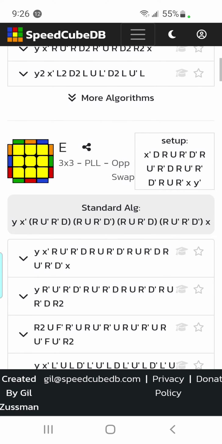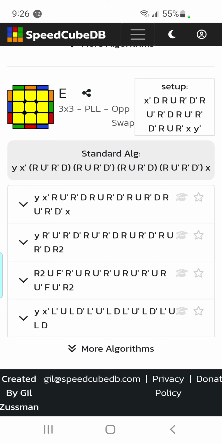Alright. Now let's go back to the E perm. You could just ignore the X. You could ignore the Y. And then for this algorithm, just do the X prime one, and then the one that ends with the X. Just ignore the Y because who even does those moves anyway?